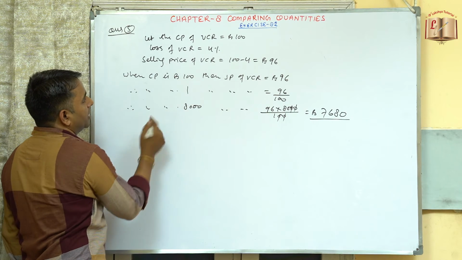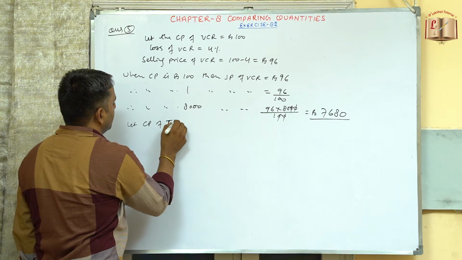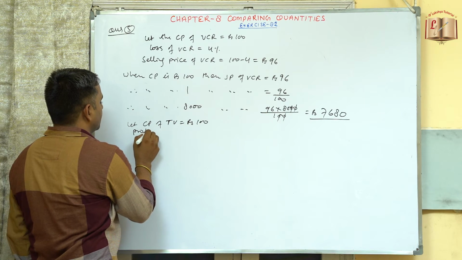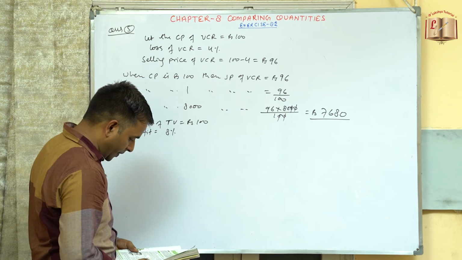Similarly, we will find out the selling price for the TV. So let the CP of TV be equal to rupees 100. Profit is already given to us. Profit is equal to 8%.